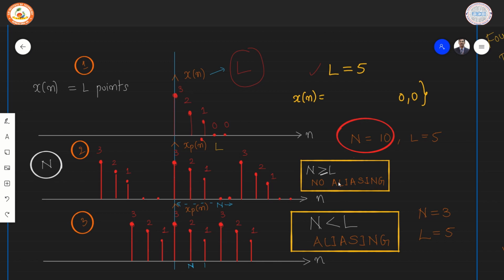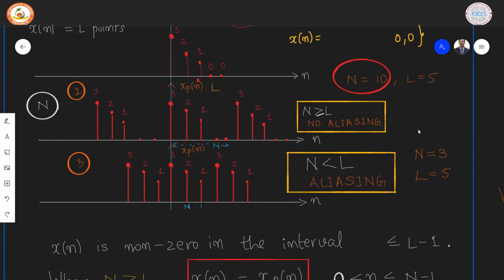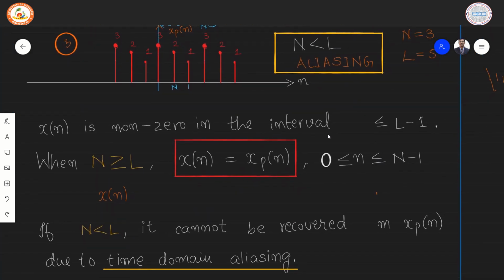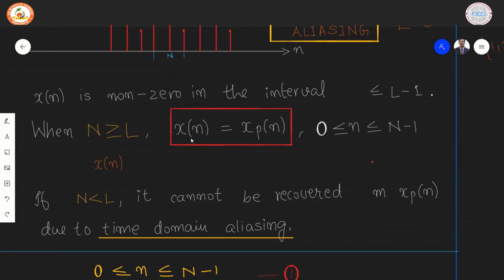But if you prevent aliasing by keeping N to be greater than or equal to L, then there is no aliasing, and from xp of n you can capture what is x of n. So this is the information and this is the condition that has to be satisfied. So finally, x of n is non-zero in the interval, which is the points between 0 to L minus 1, when the condition, that is xp of n is equal to x of n in the interval 0 to N minus 1, when the value of N is greater than or equal to L. But when N is less than L, we cannot recover it because there is time domain aliasing.